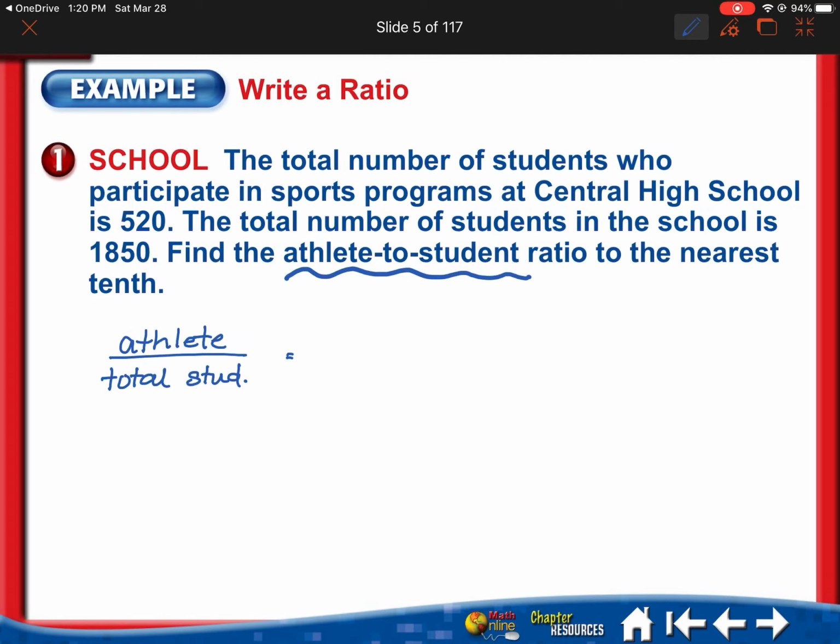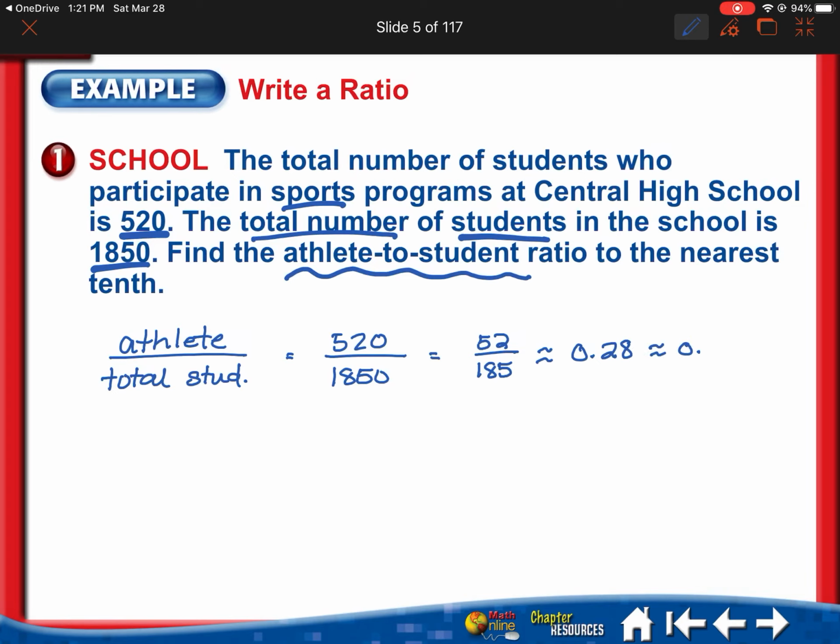So it says the total number of students who participate in sports is 520. So that's going to be 520 over the total number of students, which is 1,850. And then we always reduce our fractions, so we would have 52 over 185. Which is approximately 0.28. They did ask for it to the nearest tenth, so that's approximately 0.3. So take a moment, try the your turn, and then come back and we will go through it together.